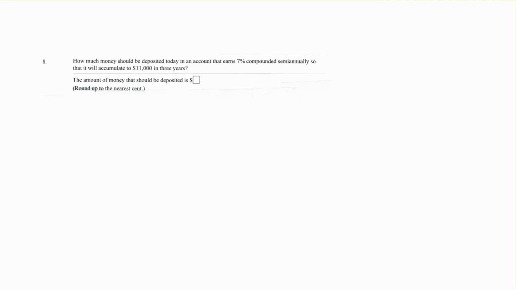All right, we're going to switch things up just a little bit. In problem number 8, it says how much money should be deposited today? Oh, that's asking about the present value. In an account that earns 7% compounded semi-annually so that it will accumulate $11,000 in 3 years. Okay, still going to use our TVM solver. I have N, I percent, present value, payment, future value, P per Y, C per Y.